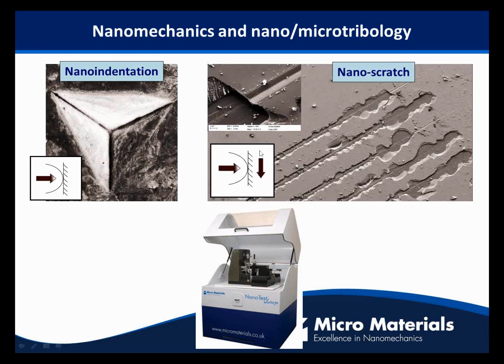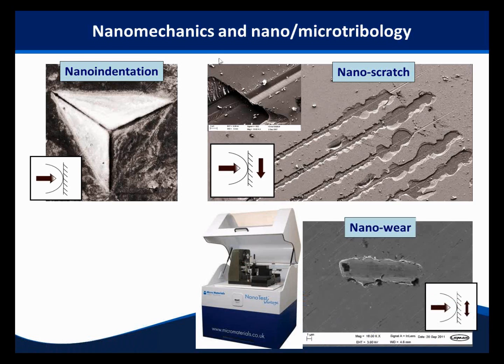Additionally, if we move the sample stage as we're applying that force, we create some scratch tests. This is an example here shown for a hard titanium nitride coating on a silicon wafer with some very clear failure mechanisms. Or, as we're applying the force, we could reciprocate or do bidirectional stage motion, and that allows us to look at either fretting wear or reciprocating wear.